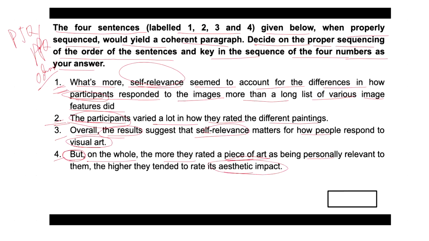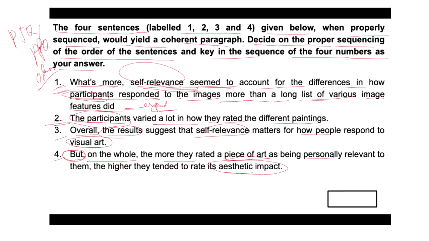Okay, now let's look into it. The first sentence which we read: what is more, self-relevance seemed to account for the difference in how participants responded to the images more than a long list of various image features did. Now, this sentence does what? It expands on the finding that self-relevance was a more important factor than other image features in determining ratings, isn't it? That's what sentence one states. So that's what it expands.